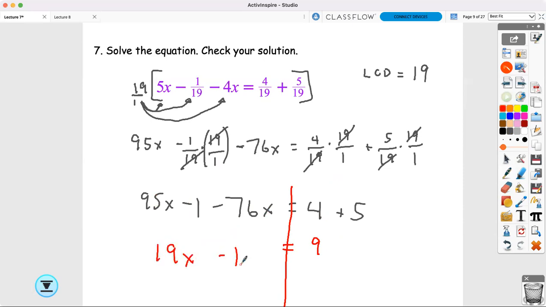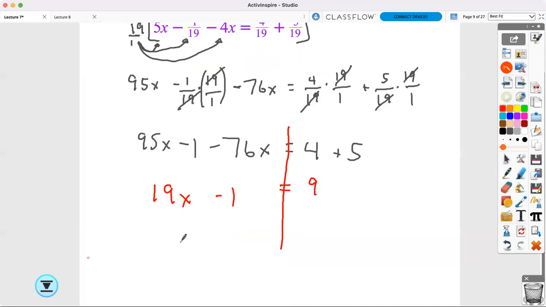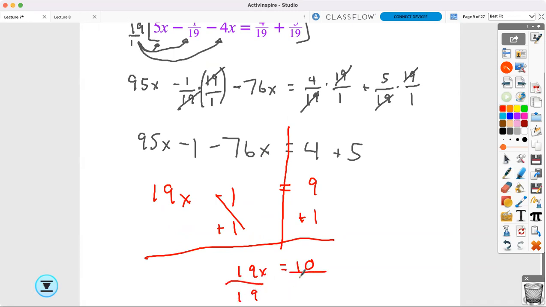19x minus 1. I want to solve for x, so I gotta get x by itself. So I'm gonna go ahead and add 1. And again, 19x equals 10. Divide both sides by 19 because I want to get x alone. So I get x equals 10 over 19, and I am done.